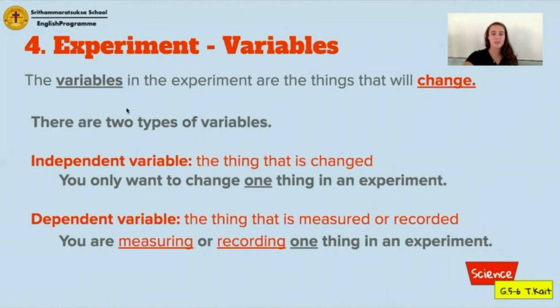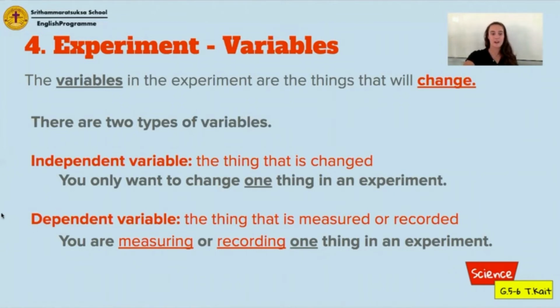In an experiment, there are going to be two types of variables. The independent variable is the thing that is changed. This is the only thing you want to change in the experiment. So that thing we are changing is light. The amount of light the plant is getting is the independent variable.